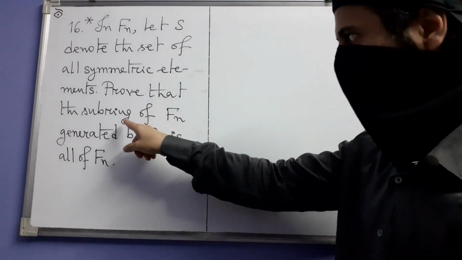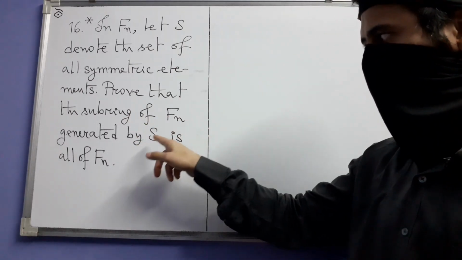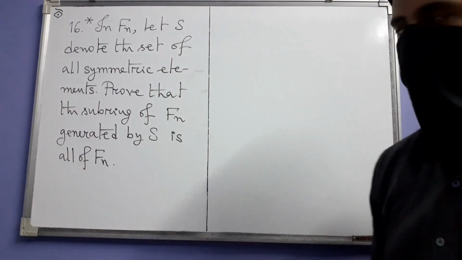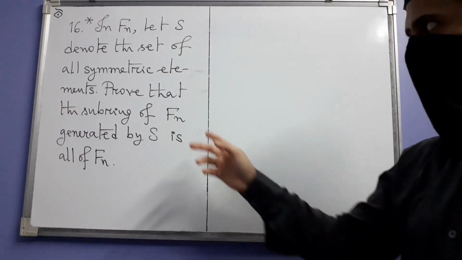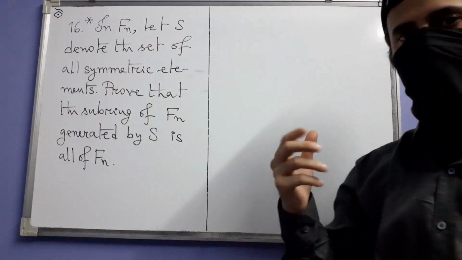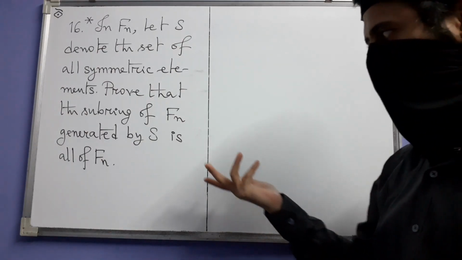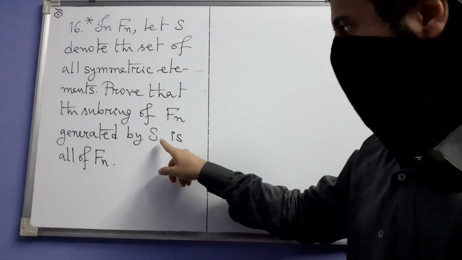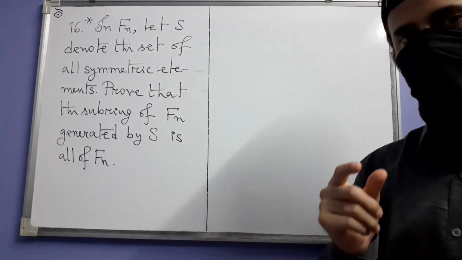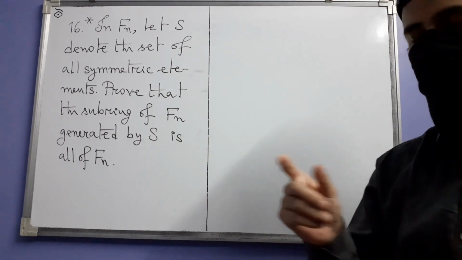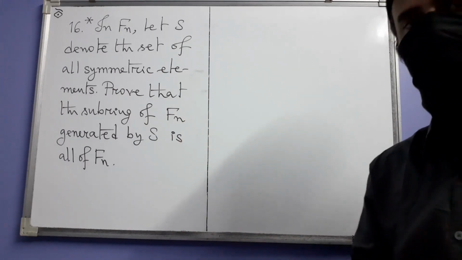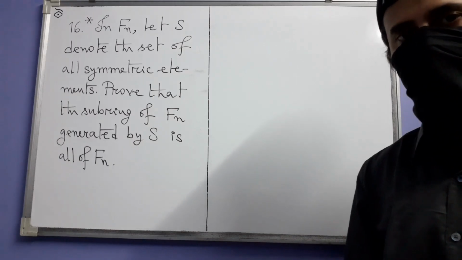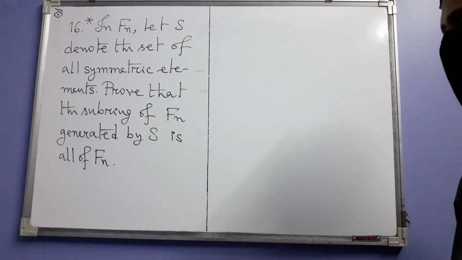We have to prove that the subring of Fn generated by this S is equal to Fn, is all of Fn. Let us recall that as an algebra, Fn is also a ring. So of course we can think of its subrings, and the subring that S will generate is by definition the smallest subring of Fn containing S, and we have to prove that that is equal to Fn. So let's see the solution.